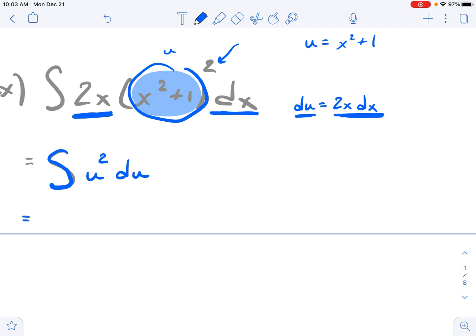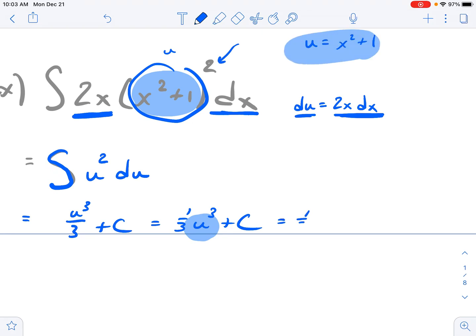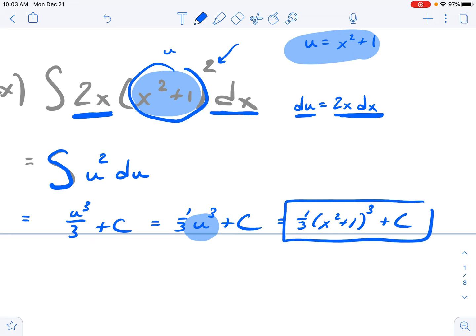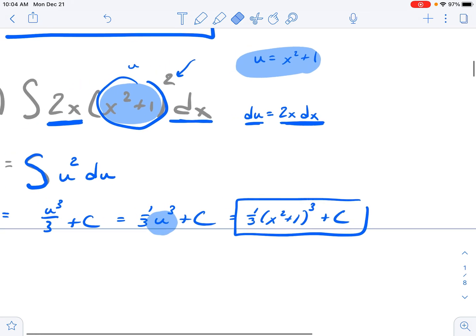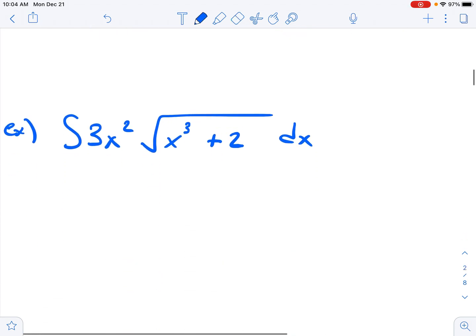Integrating with respect to u, I'm going to get u cubed over 3 plus c, or 1/3 u cubed plus c. And then replacing u with what it equaled at the end of the day, back in terms of x. And sure enough, that's basically exactly what we started with in the first warm-up problem, with the exception of the vertical shift of plus c. Okay, but we did get that 1/3 x squared plus 1 quantity cubed back. Okay, so this is the idea. So the trick is realizing what are we going to let u equal, and then we got to make sure the du is picking up the rest of the x stuff. All right, so let's go through some examples here. See how this stuff goes.